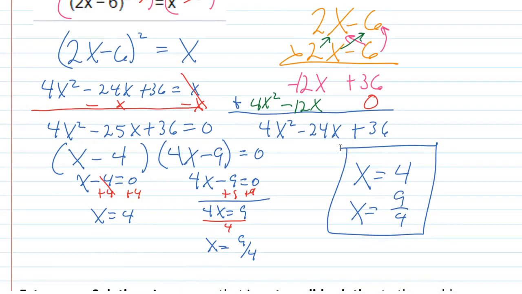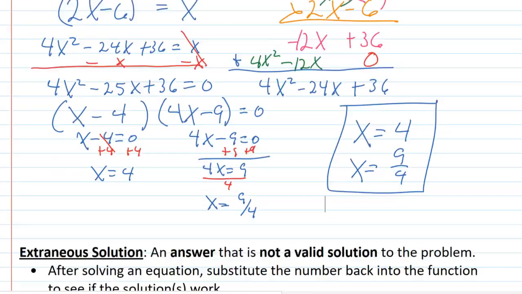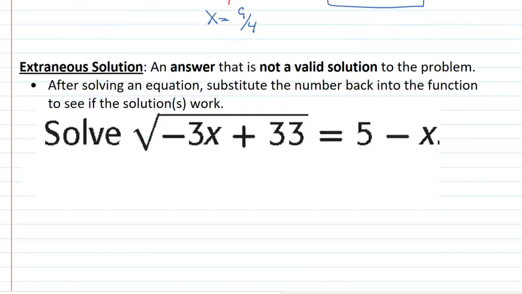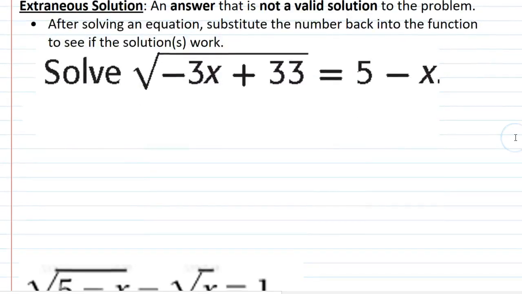Now this equation had two answers. I haven't made you go back and check them yet, but you always need to go back and check your answers, looking for extraneous solutions. An extraneous solution is an answer that is not a valid solution to the problem. After solving an equation, you need to substitute the number back into the equation to see if the solution works. So after we do all that hard work to find the answer, we need to see if it's actually working. Here's a couple examples.